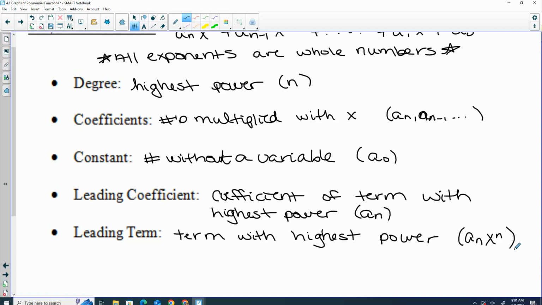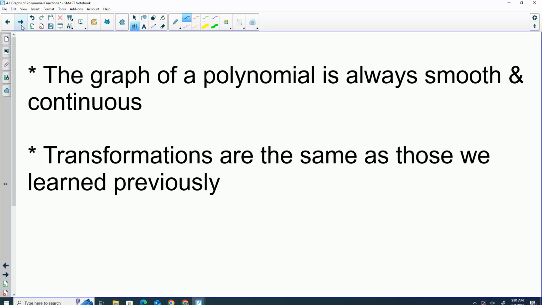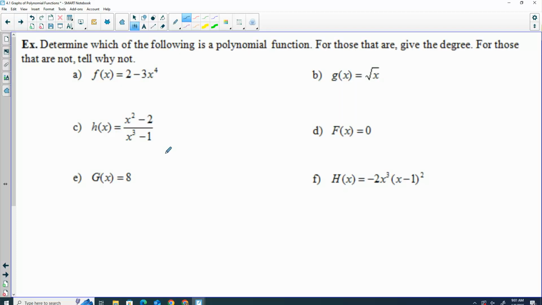When you draw a graph of a polynomial, if we think about the ones we know so far, x squared, x cubed, they're nice curves. So there's no sharp corners. It's not like an absolute value. It's not a V. So they're nice, smooth, continuous curves. There's no breaks in those graphs. Any transformation rules that we know are still the same. Those don't change.